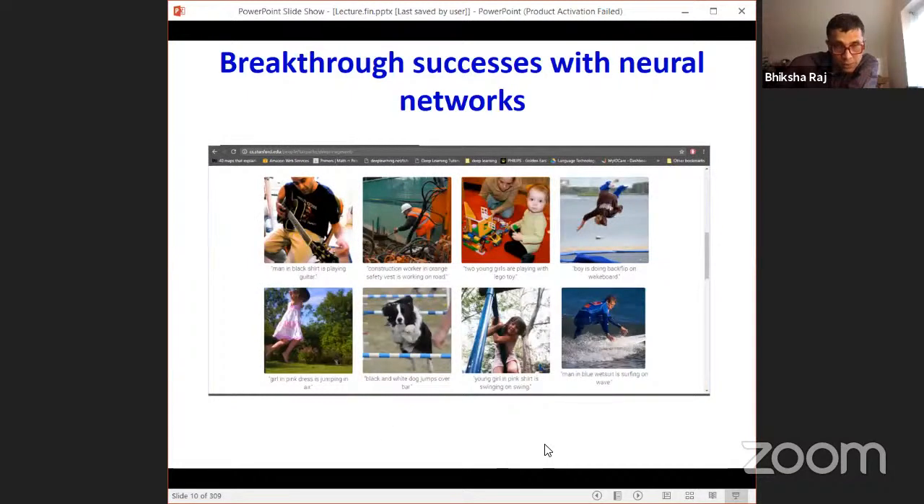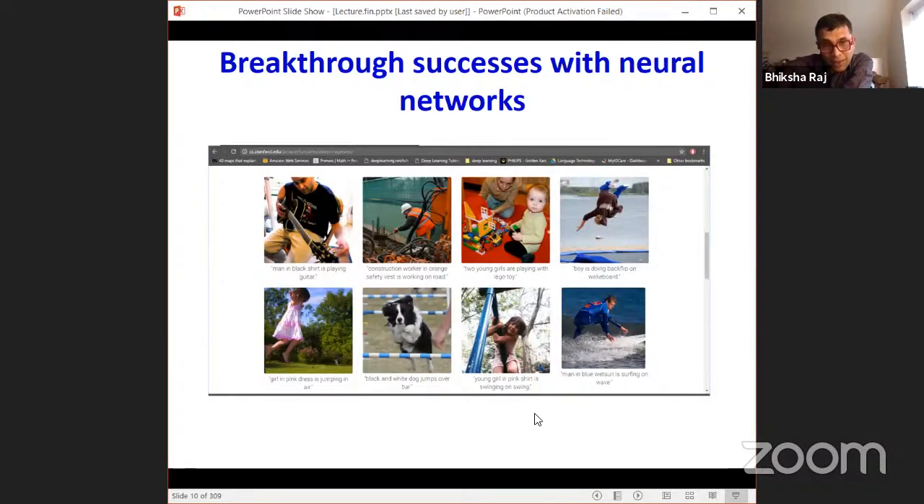Or here's another example, also from 2016 or maybe 15, where you have a bunch of pictures and they have been automatically captioned by a machine. So man in black hat is playing guitar. Construction worker in orange safety vest is working on a road. Two young girls are playing with Lego toy. Well, this is probably not a young girl, but it gets the concept right. This is particularly interesting. Boy doing backflip on wakeboard. So you can see that it gets it right. And you would be excused for imagining that a human being had written these captions. And this was 5 years ago. These systems are much, much better now.